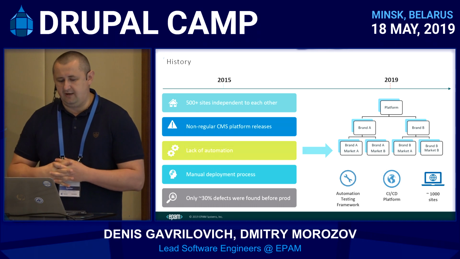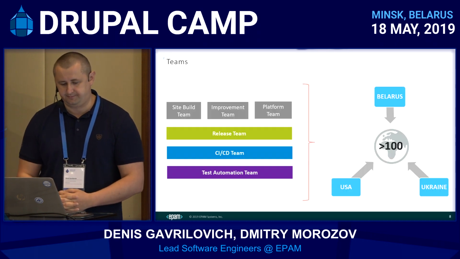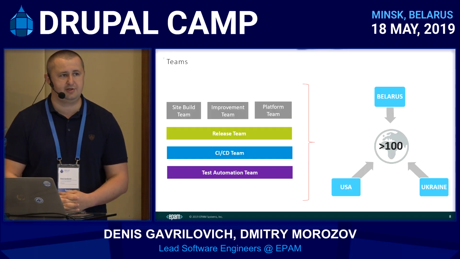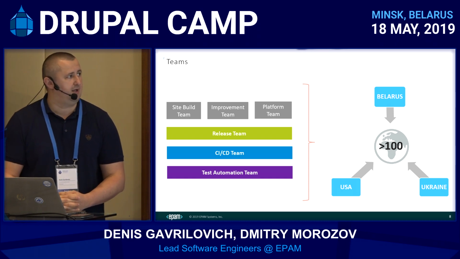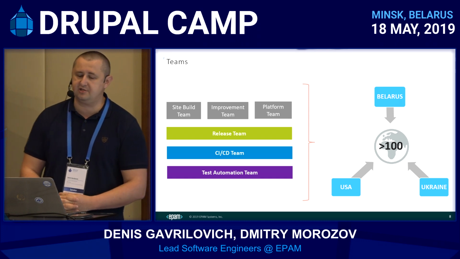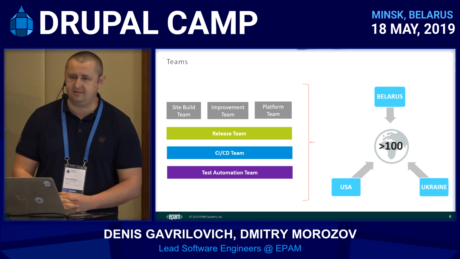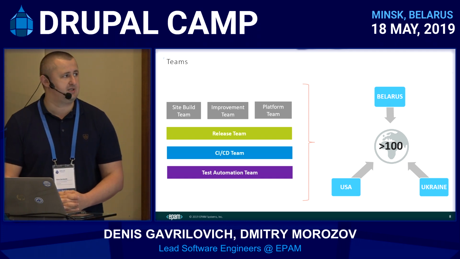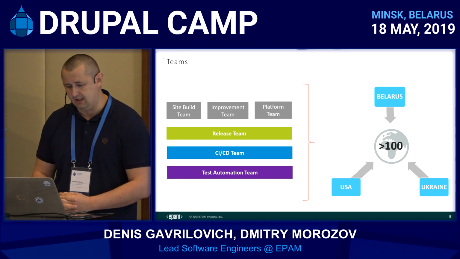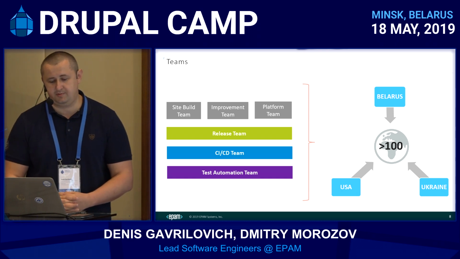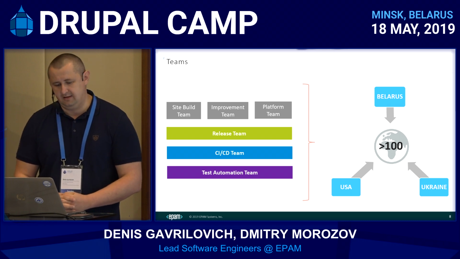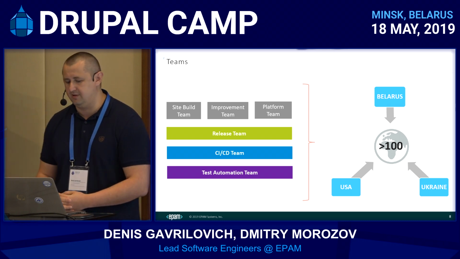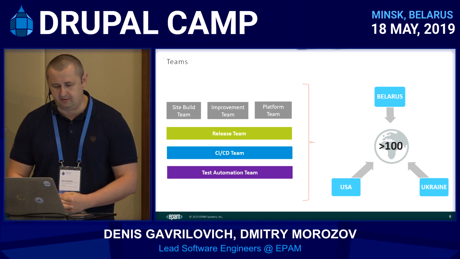About our teams, we have 6 teams. First, the site build team, which builds sites end-to-end, from start to end. We also have the improvement team, which is responsible for small platform changes, changes which take less than 1 week and are requested by a particular brand. And we have the platform team, which is responsible for big features, which usually take 3 or 4 months, and for the development of the platform, a Drupal profile.